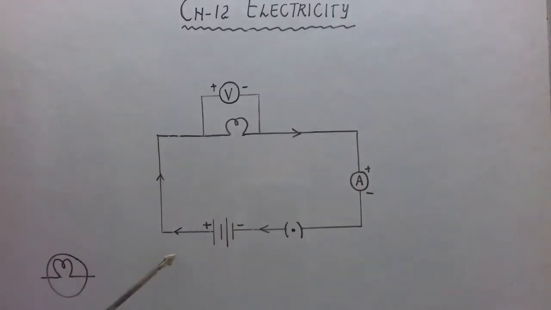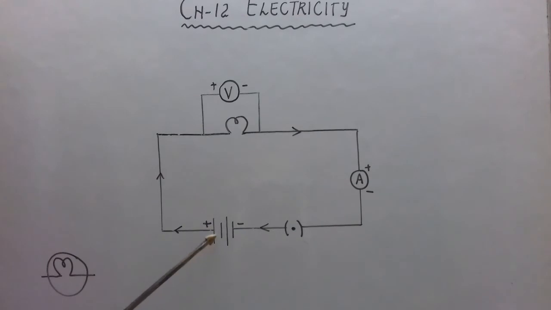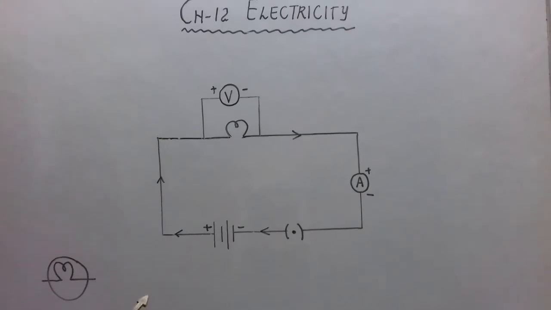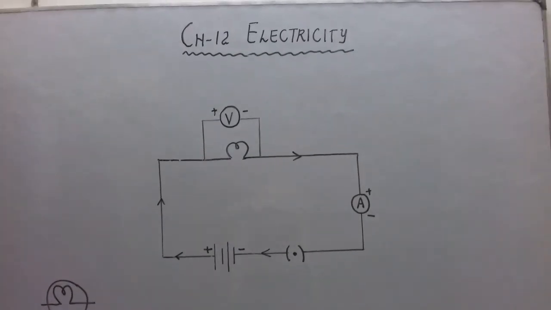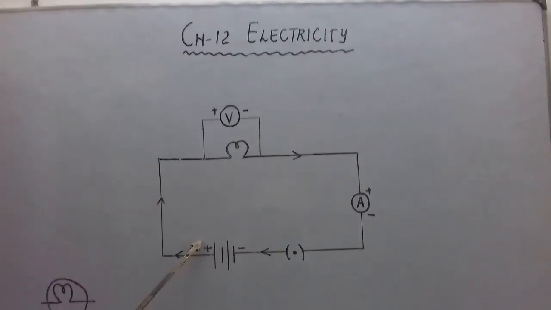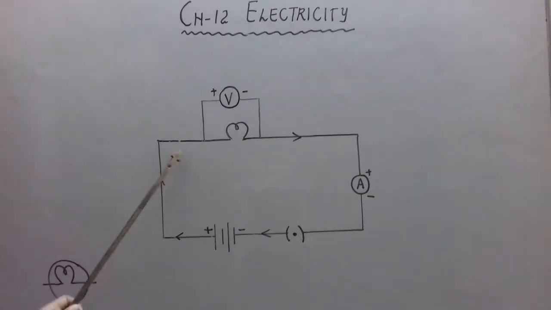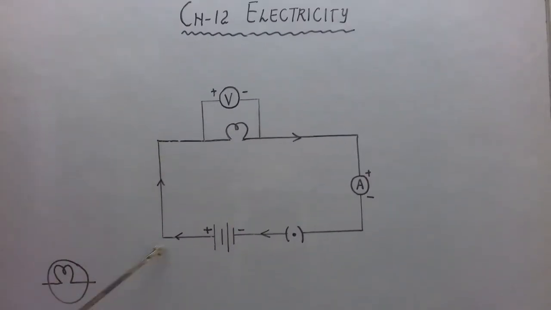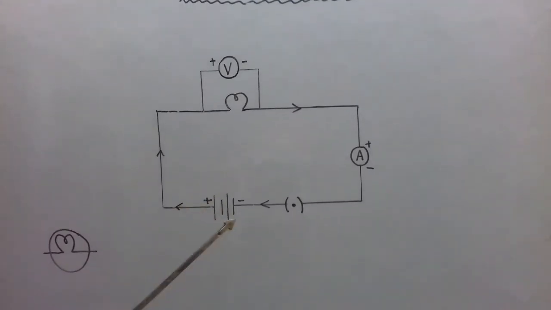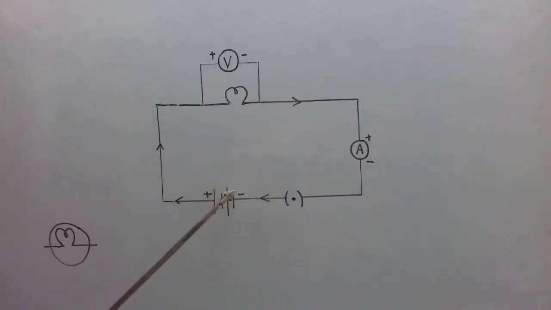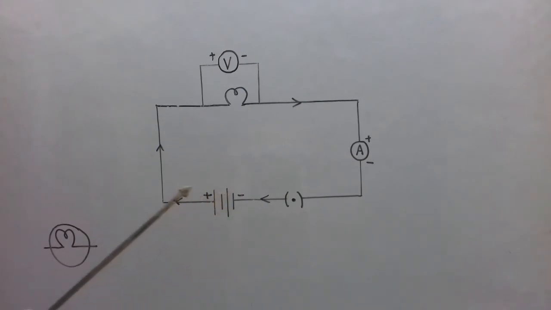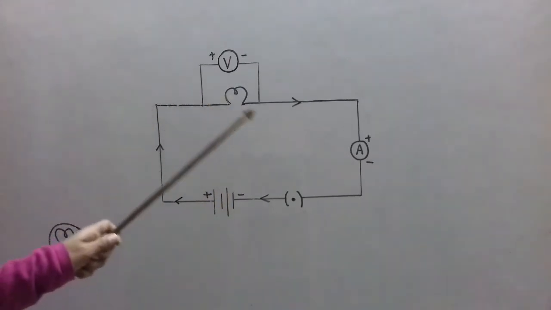Now what happens in this circuit is, a cell or battery can be used here. In a cell, chemical action takes place, because of which a potential difference is created across its two terminals, positive and negative. So even if I don't connect anything to this battery or to the cell, there will still be a potential difference across the two terminals. But there will be no path for the charges to flow.